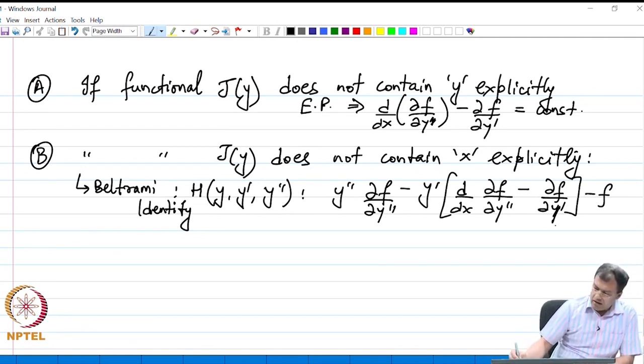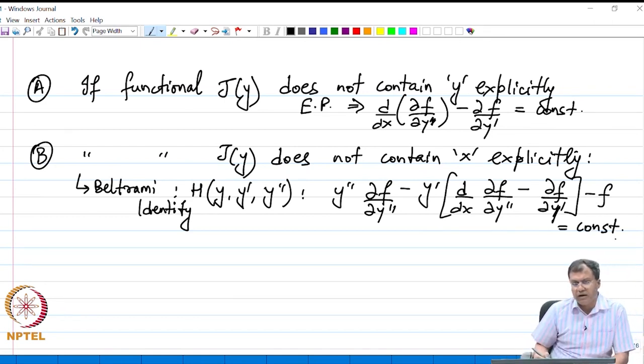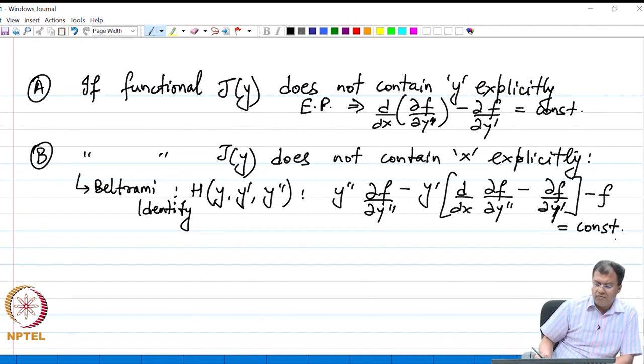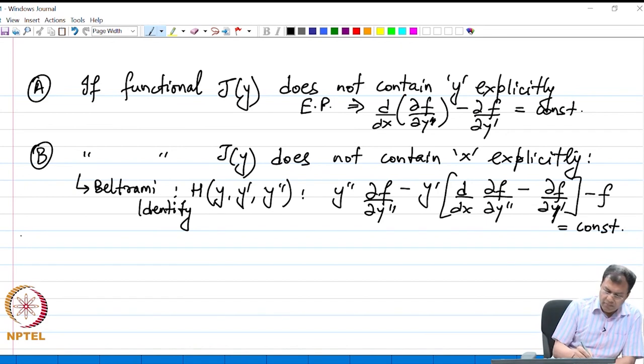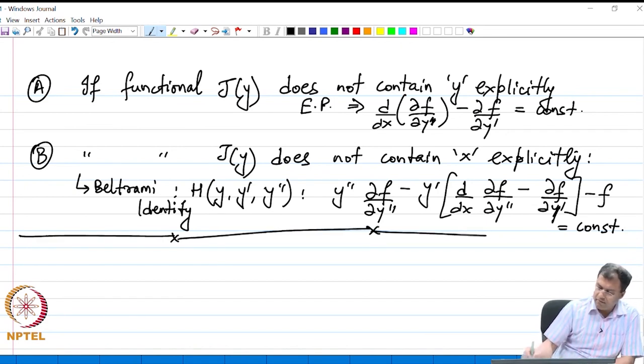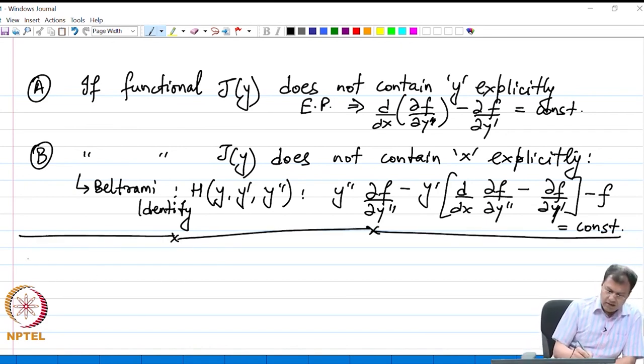Okay, so this is all set equal to a constant. So, that is my generalized Beltrami identity that we instead solve in this special case. Again, this is a reduced order Euler Poisson equation. Okay. So let us look at another example in this discussion.